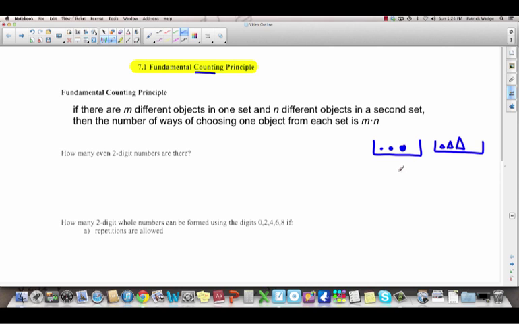Well, you could start listing them. You could go, oh, I could get the small one in the small triangle, or the small one in the medium triangle, the small one in the big triangle. And it wouldn't take too long. You could do that. But we're going to do much more complicated questions.